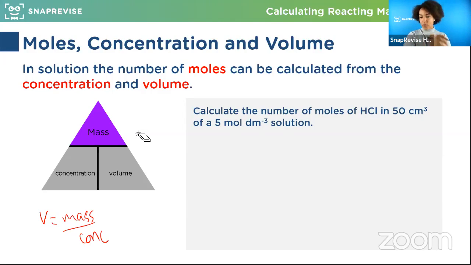So we've got people saying dm cubed for volume, which is correct. What is the symbol for volume? And somebody said kilograms. For mass, for this formula, you want to be using grams, not kilograms. You tend to use kilograms for things like gases, but for moles, you're using grams. And then we've got moles per dm cubed. Perfect.